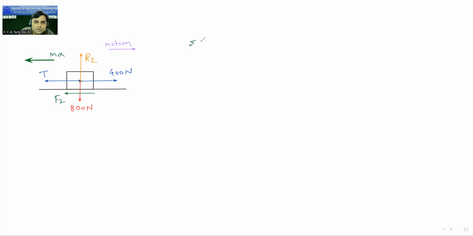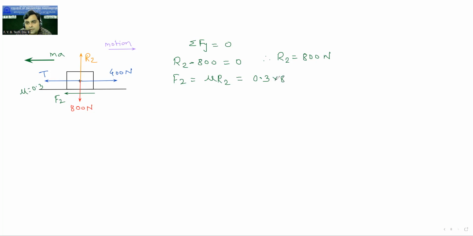Now if I apply summation Fy equal to 0, then R2 minus 800 is equal to 0. Therefore, R2 is equal to 800 Newton. And F2 is equal to mu into R2, which is 0.3, because here also mu is given as 0.3, into 800. So how much is it? 240 Newton.